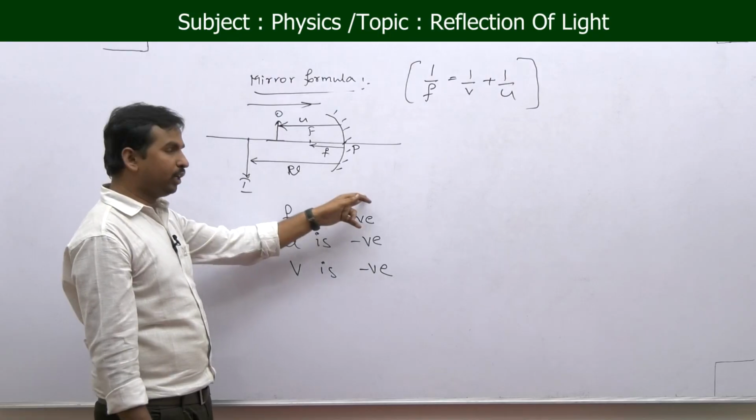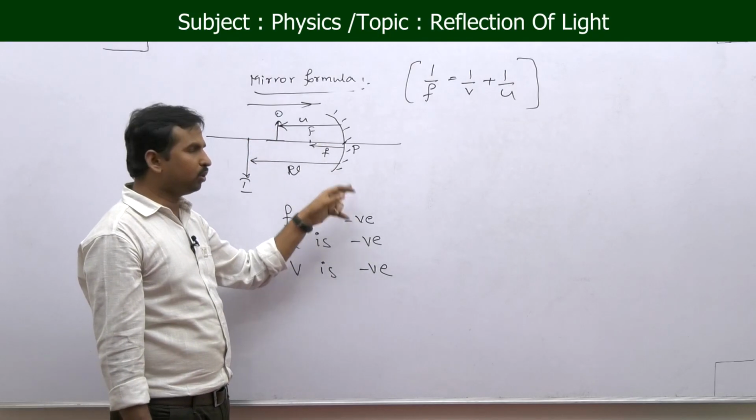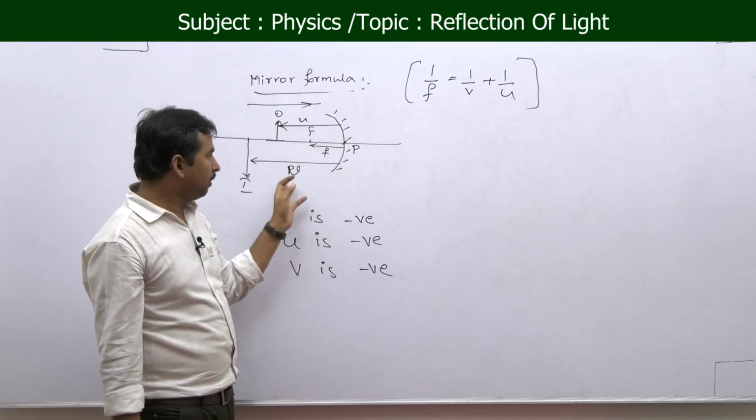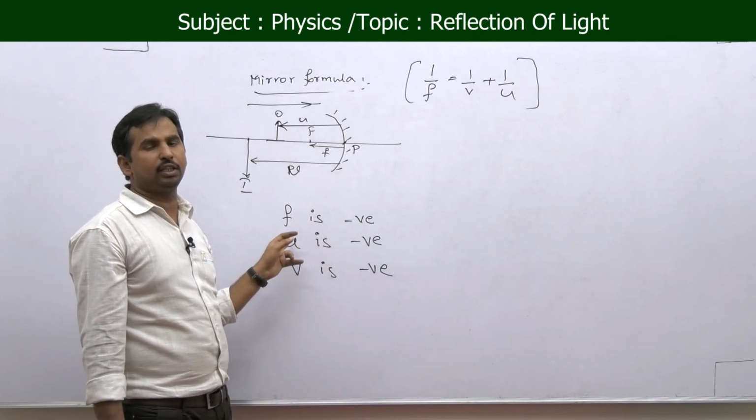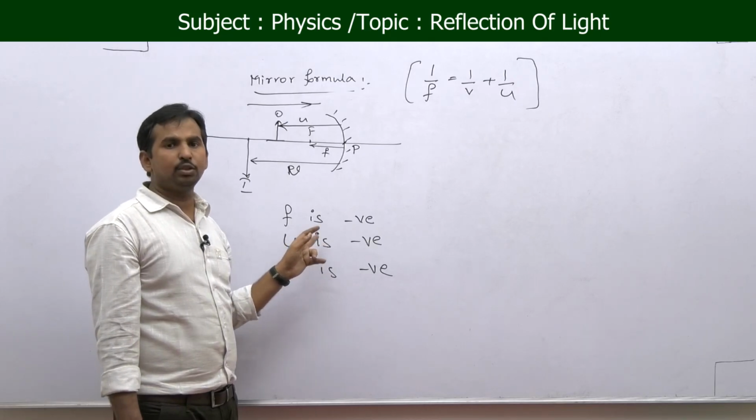Okay, f is negative because we are measuring opposite to the incident light ray direction, and u is negative, that is also measured opposite to the direction. v is also negative because the distance measured is in the opposite direction of the incident light ray. That is rule 2.